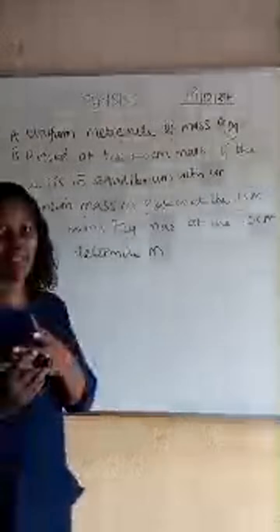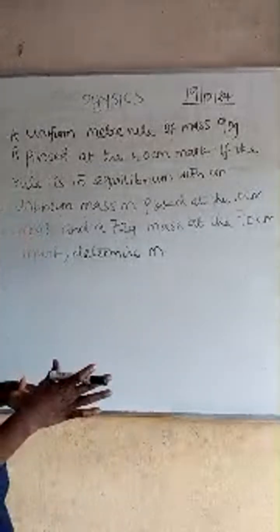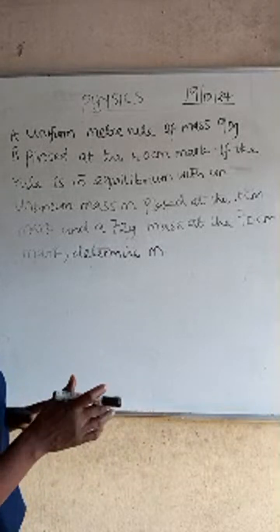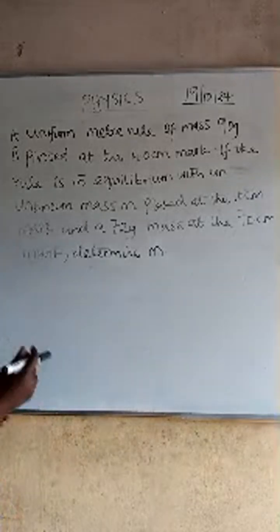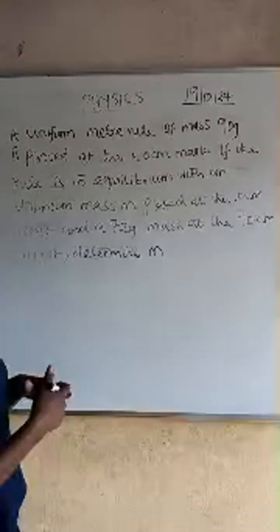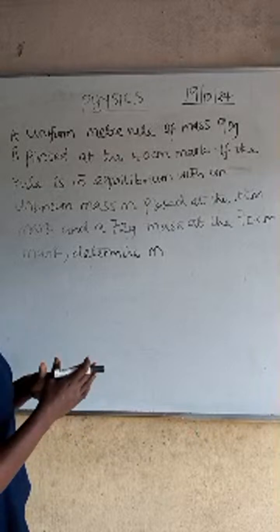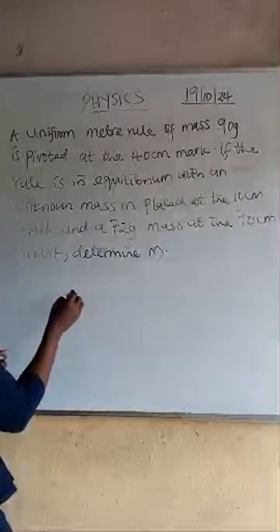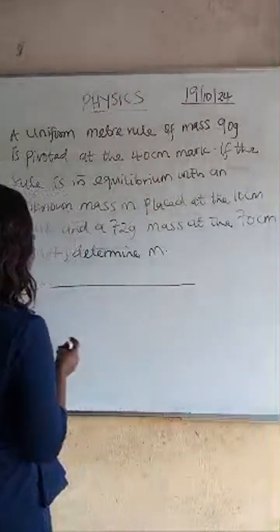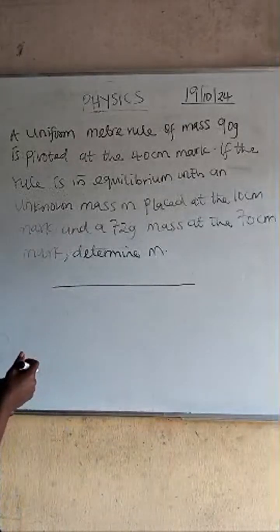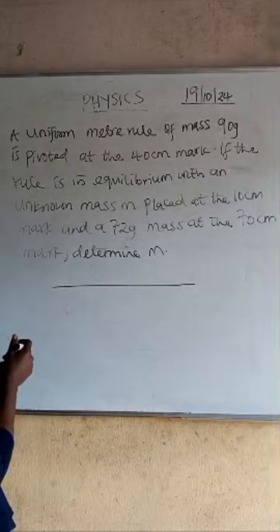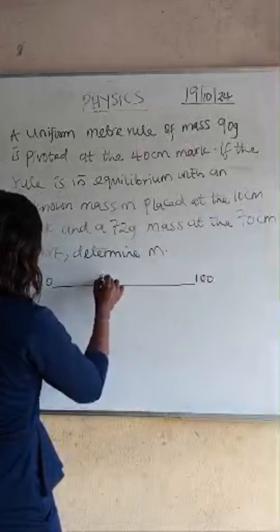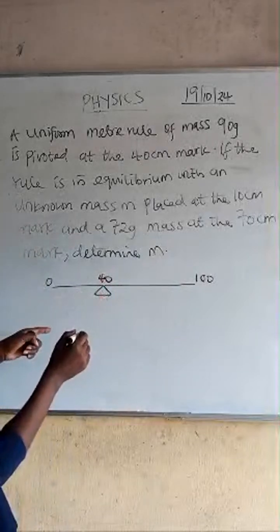Okay, let's quickly look at this question. A uniform meter rule of mass 90 grams is pivoted at the 40 cm mark. If the rule is in equilibrium with an unknown mass m placed at the 10 cm mark and a 72 gram mass at the 70 cm mark, determine what? M. For us to do that, let us draw our meter rule. Okay, our meter rule of mass 90 grams, pivoted at 40 cm mark. This is 0, this is 100. So the pivot is at what? 40.